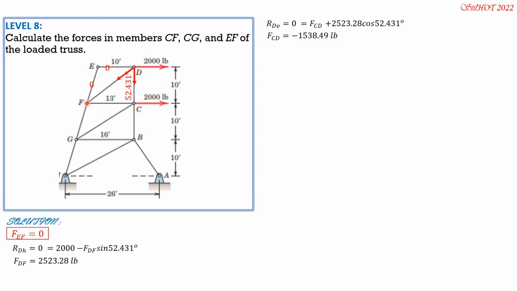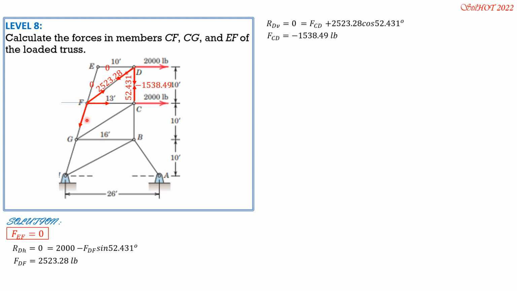Then we proceed to joint F. We cannot proceed to joint C because there are three unknowns here: CF, CG, and BC. So joint F first. These are the forces, so we need the angles. Remember that DF makes an angle with the vertical of 52.41 degrees. And we only need the angle that FG makes with the horizontal.